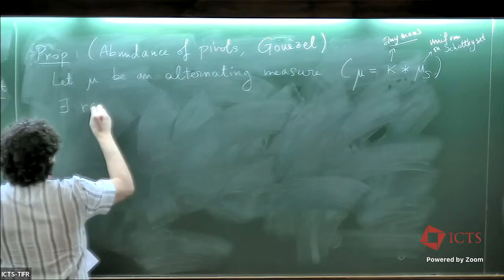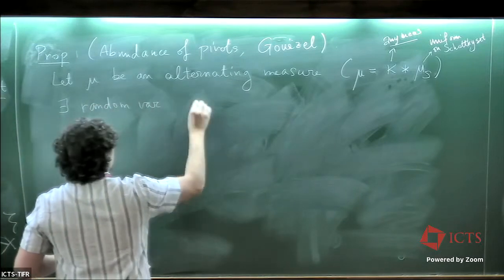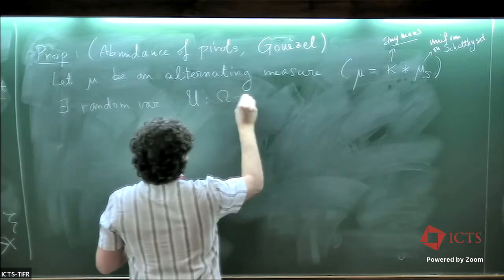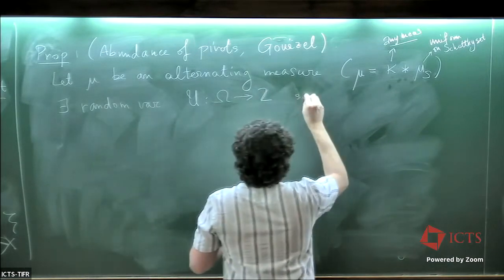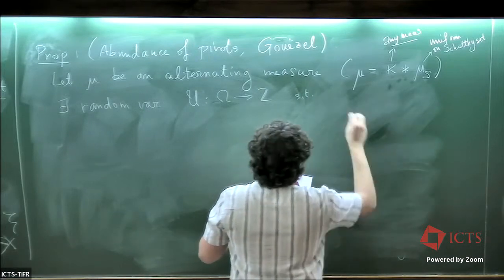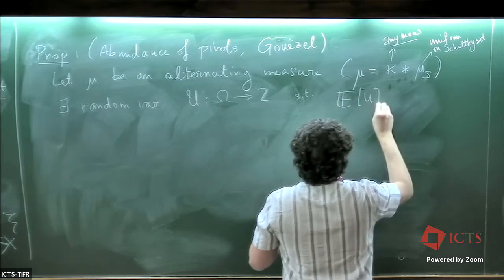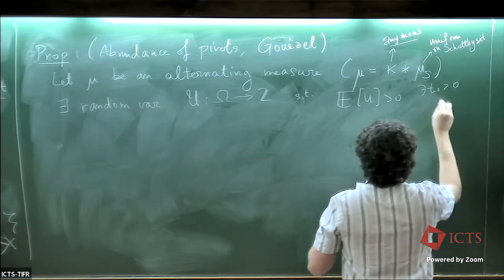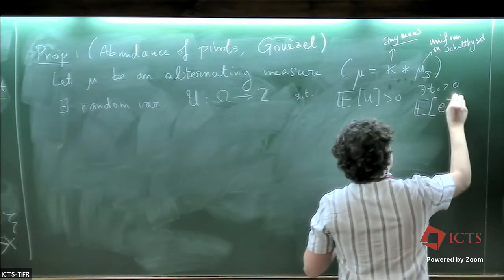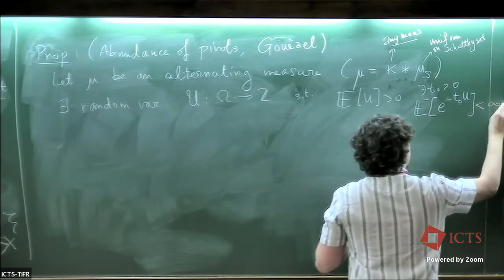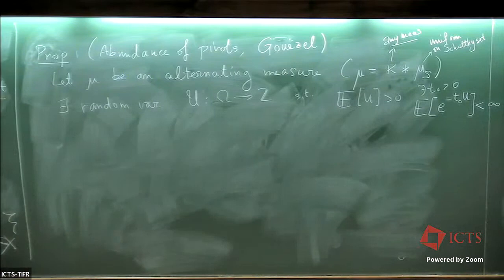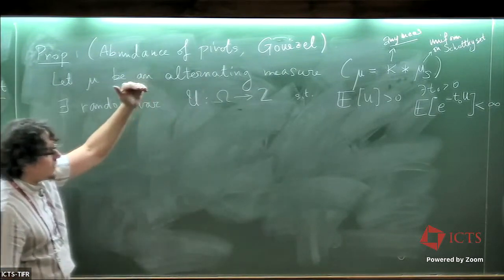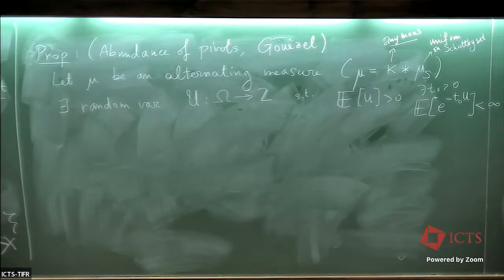So the point is the following. There exists a random variable, let's call it u from n to z. So it could be also negative. And it has the following properties. First of all, it has positive mean, but also it has an exponential moment. So there exists some t naught such that the expectation of e to the minus t naught u is finite. So basically, it's a variable which is one very often, and it could be minus one, minus two, minus three, but with an exponential tail. So this is the type of variable.